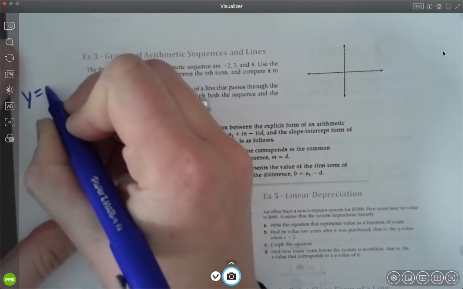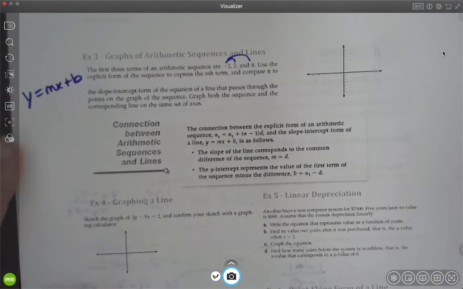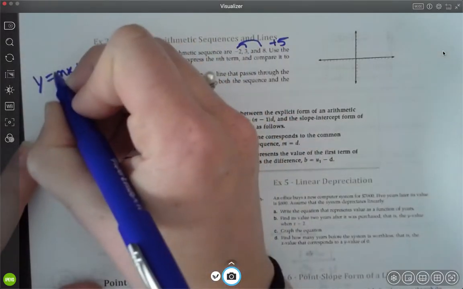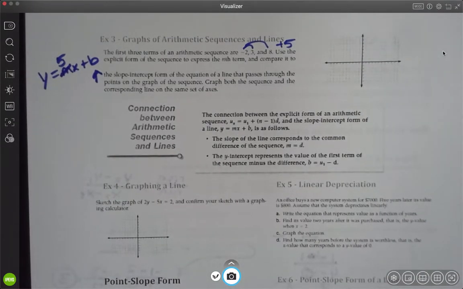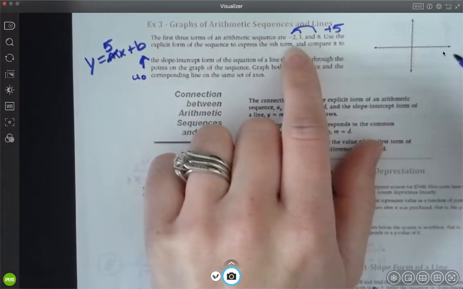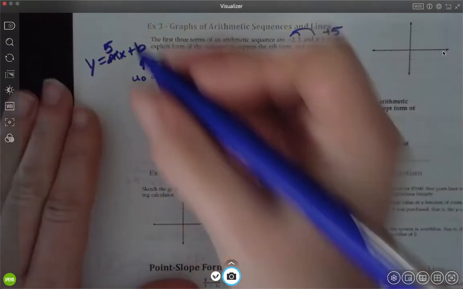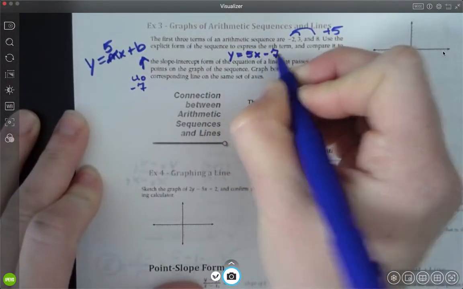So, y equals mx plus b. What are we adding each time? 5. So 5 goes for m. So m is 5. Now b. This is the first term, but we just said on the quiz, the first term is not u1. It is not negative 2. That's going to be u0. So I need u0 here, which is not negative 2. If we are adding 5 each time, then to get back to u0, we need to subtract 5. So that's going to be negative 7. So y equals 5x minus 7 gets us back to normal.